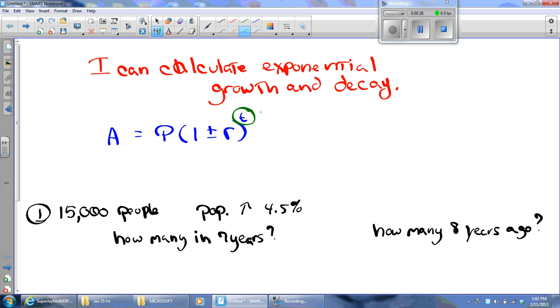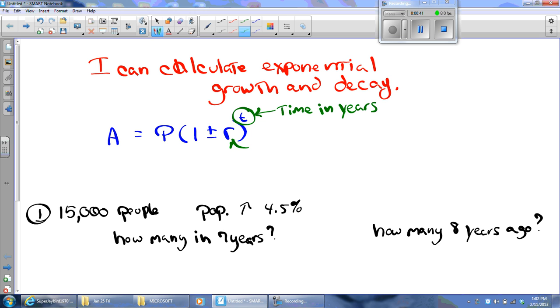First of all, let's start with T. T should be obvious. T is the time. But this is important. It must be in years. It's the time in years. So if they said for 6 months, you wouldn't put a 6 there. That would be 6 years. You'd put 0.5 or 1/2 there.